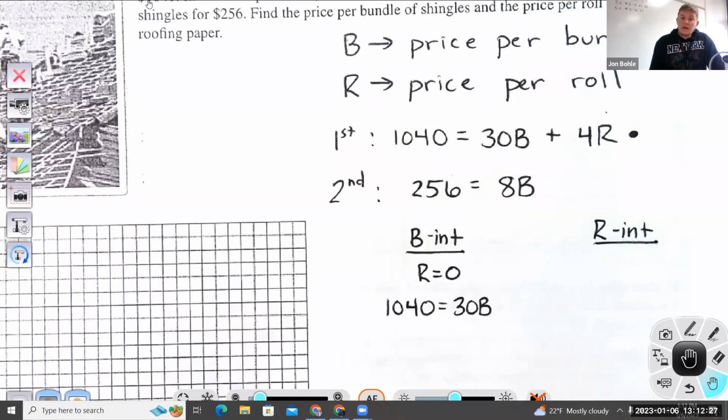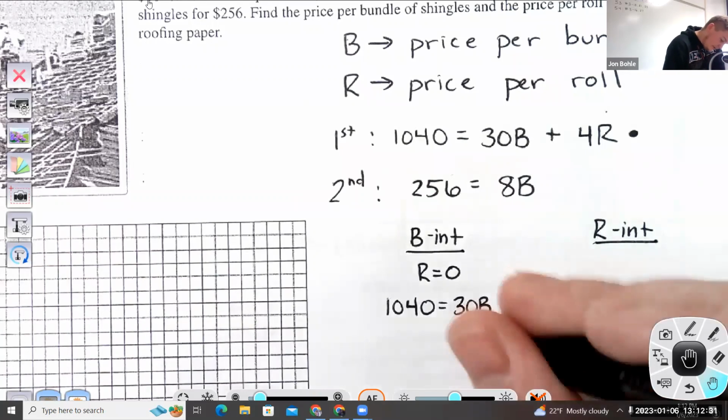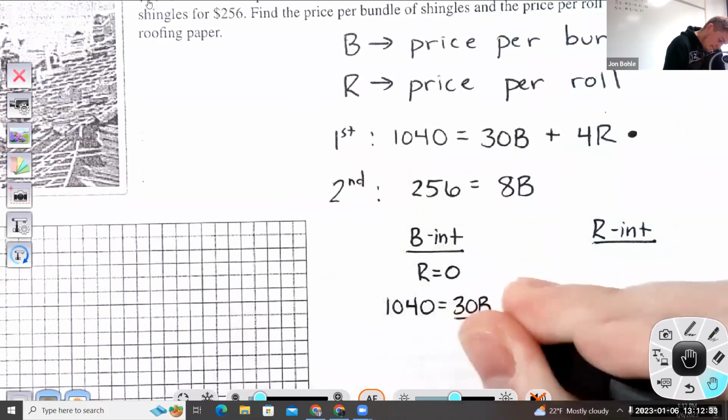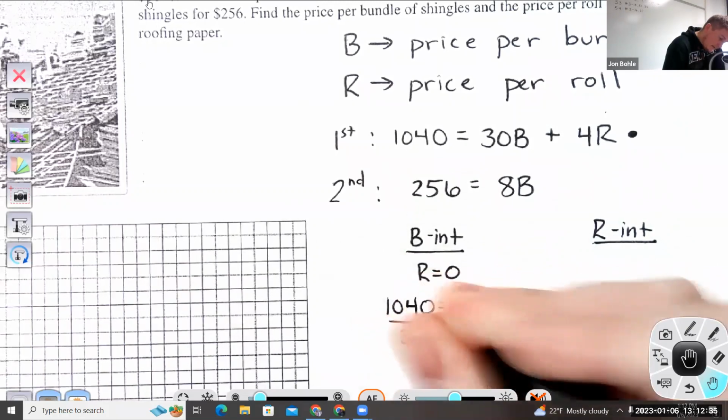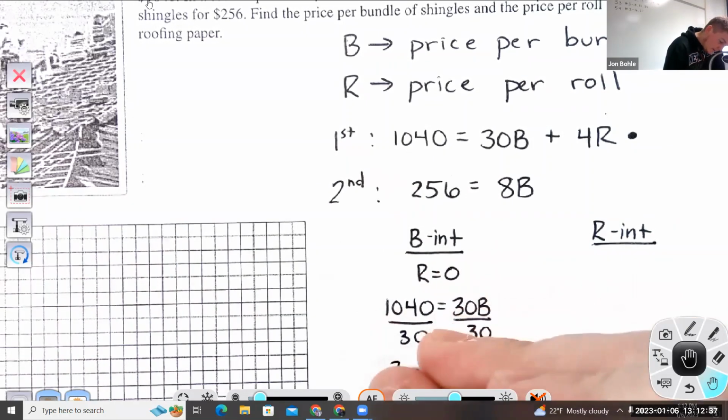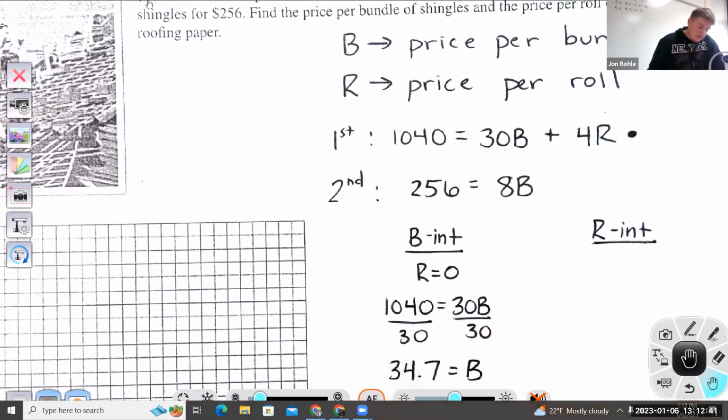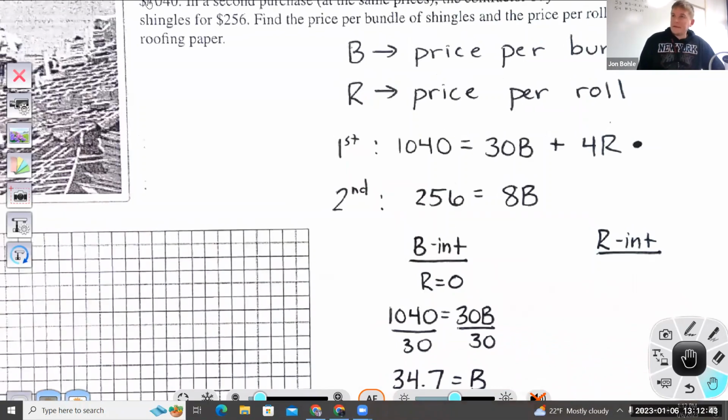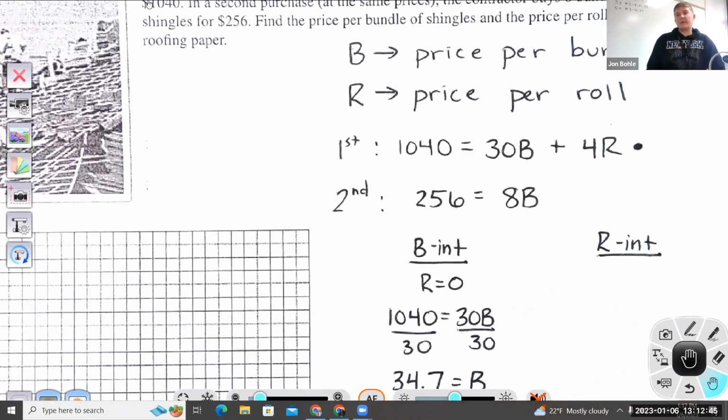Okay. And how do I solve for b? Divide by 3. I'm going to get a decimal. In fact, I'm going to get 34.7. Well, I'm rounding, but 34 and 2/3, but I'm rounding that 2/3 up to 0.7.